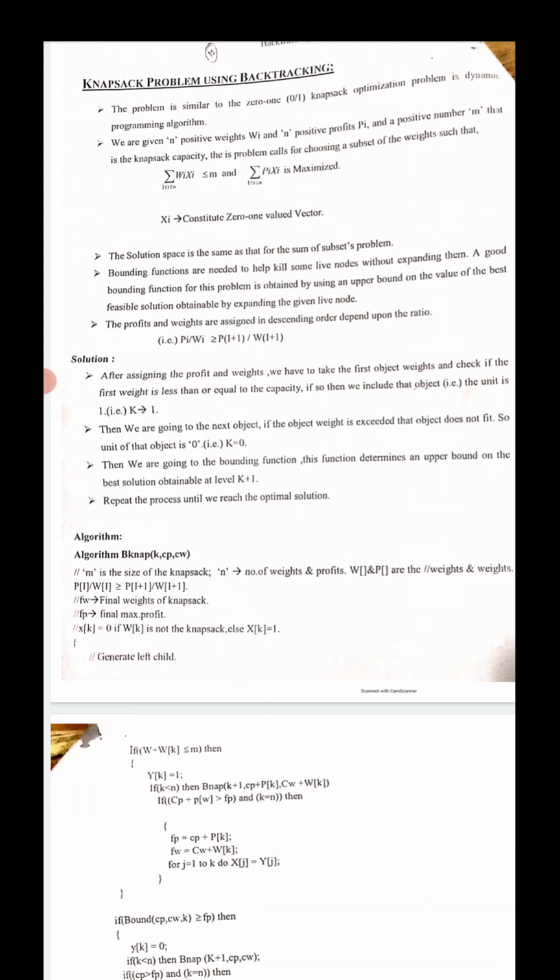Here we study how bounding functions help to kill some live nodes without expanding them. We need to find the best feasible solution obtainable by expanding the given live nodes. Here the profits and weights are arranged in descending order depending upon the ratio. This is the concept of the knapsack problem using backtracking.